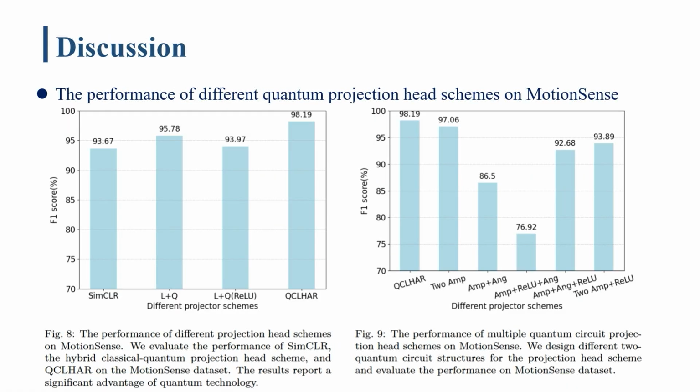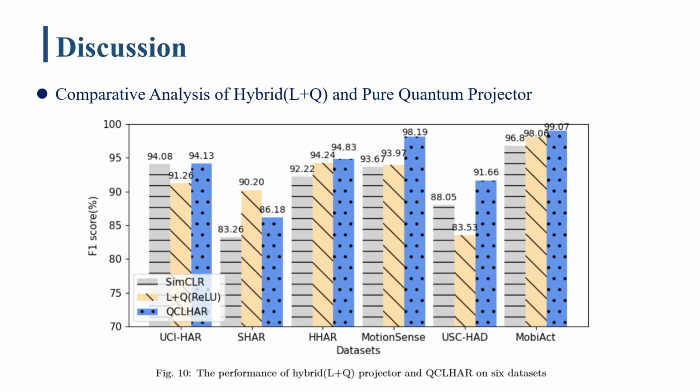And in other discussion, you can see the different compositions of the quantum projection head strategies on the MotionSense dataset. The left part shows the different projection schemes, including the original traditional one, or we can integrate the traditional linear layer or the quantum layer. We also consider different encodings for the quantum part. Here we also compare with hybrid classical-quantum machine learning, paired with the quantum projector, and we'll see the results.